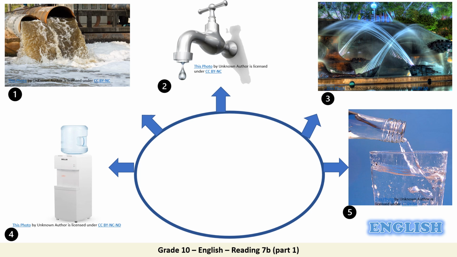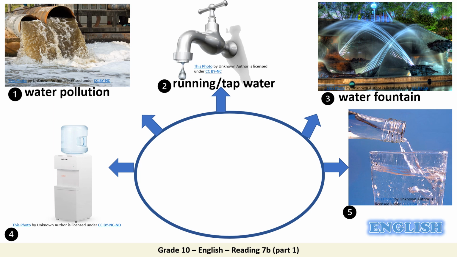Now, please have a look at the following 5 pictures and try to label them, and then we will be back. Alright, so picture number 1. Very good. So that's about water pollution. Picture number 2. Excellent. Running water or tap water. Picture number 3. Water fountain. Very good. What about picture number 4? Excellent. Water cooler. And the final one here, that's sparkling water.